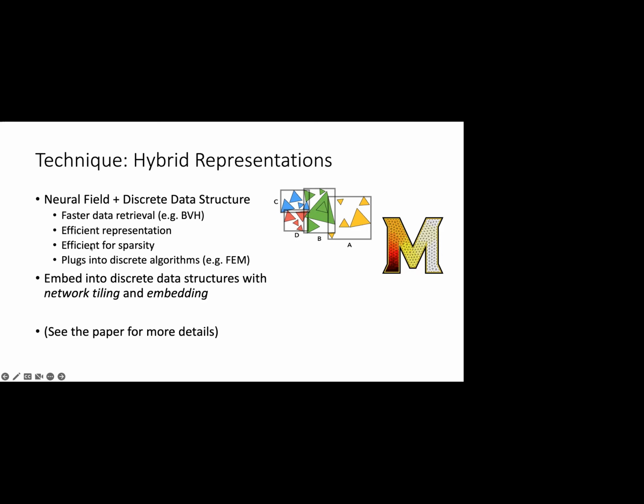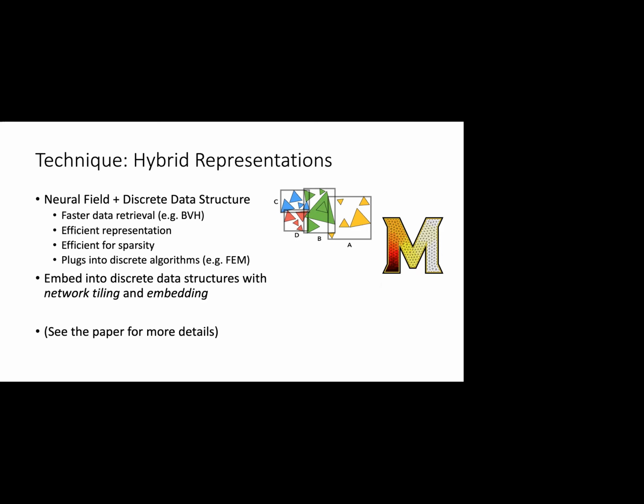It's good for sparsity. If you have a lot of states where nothing's happening, that works really well. A discrete data structure is super good at that kind of thing. And it plugs really nicely into discrete algorithms. Please admire my finite element method mesh over here. That kind of thing assumes that you're dealing with discrete piecewise linear or piecewise polynomial functions.